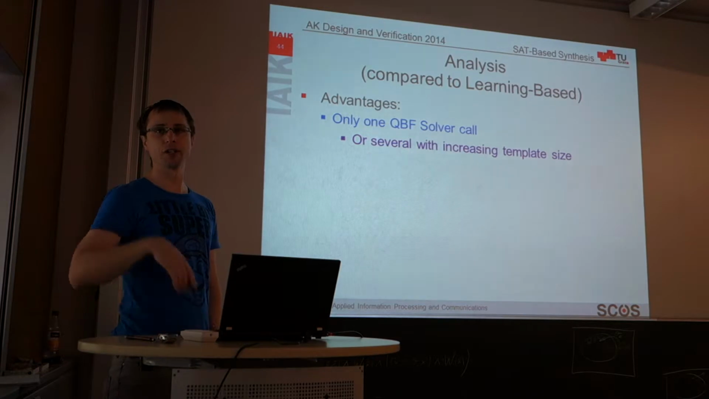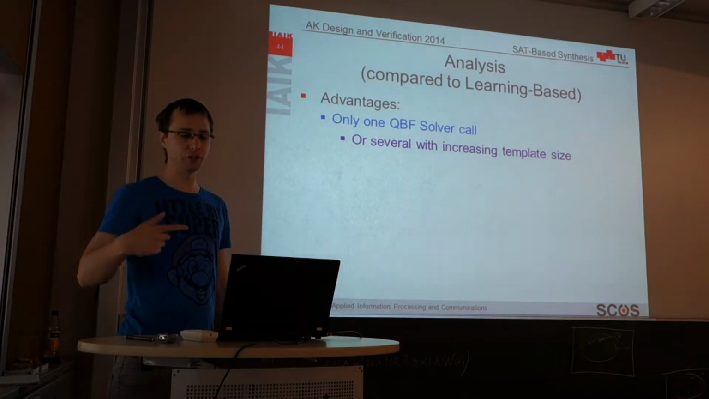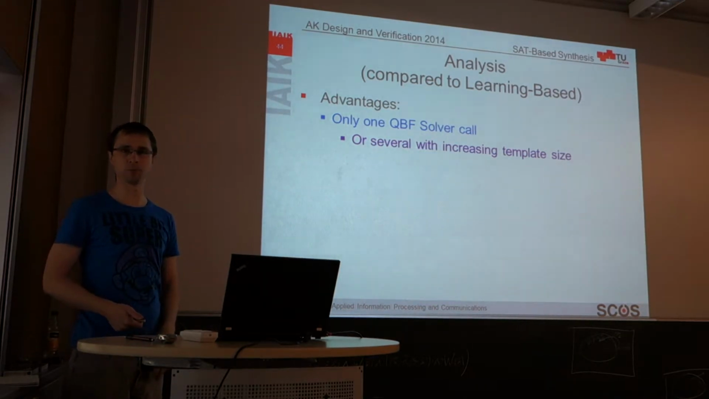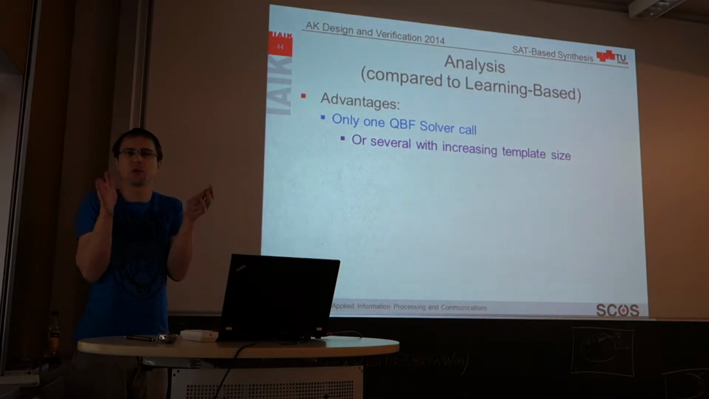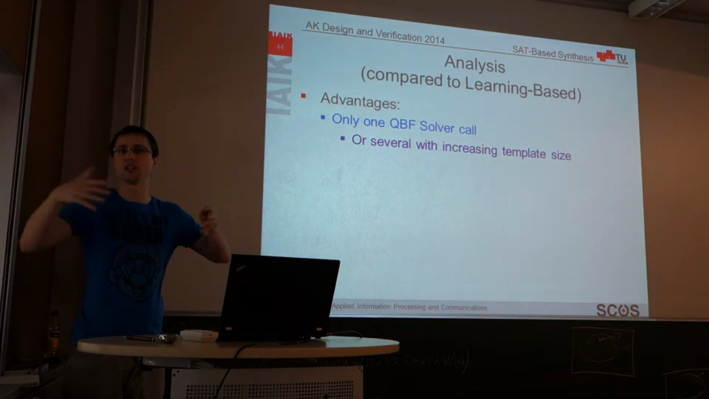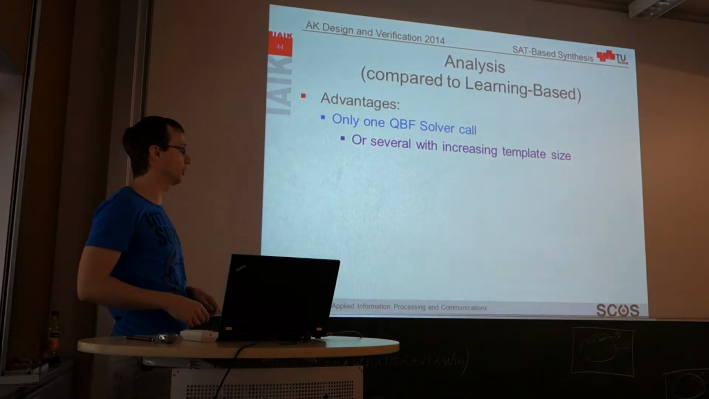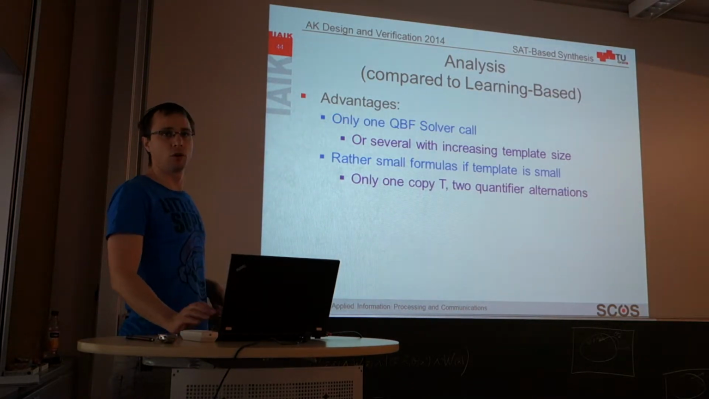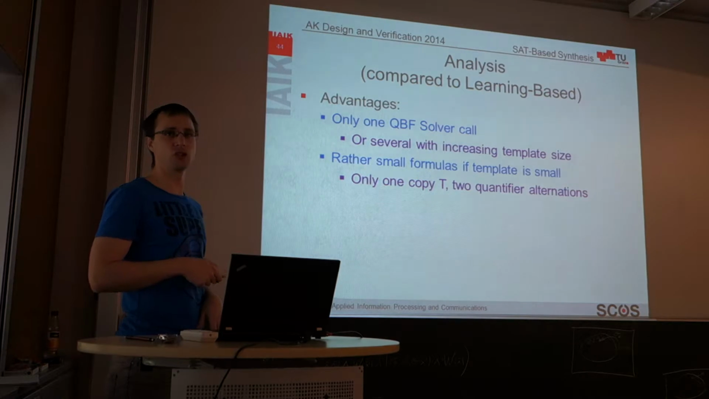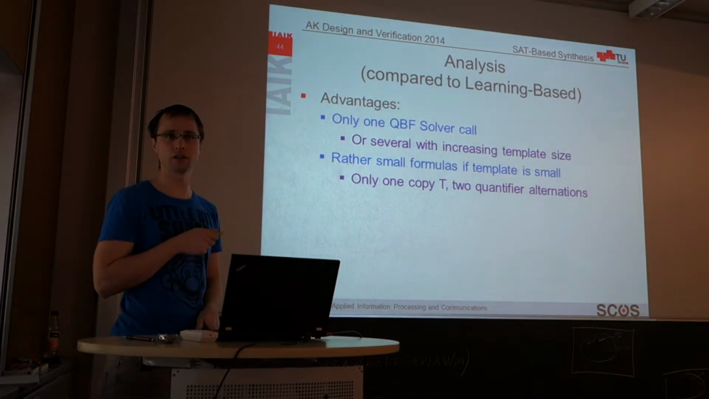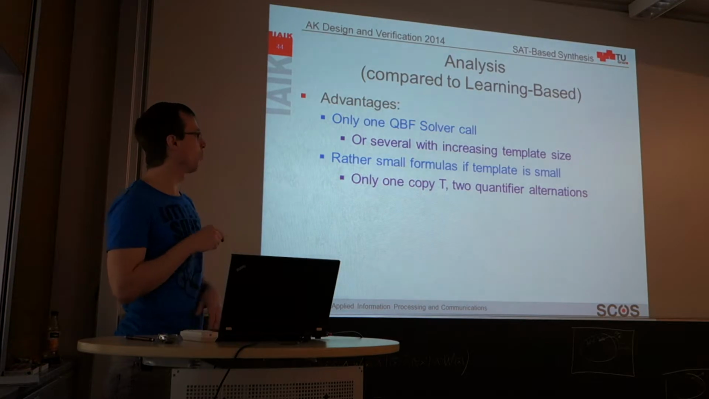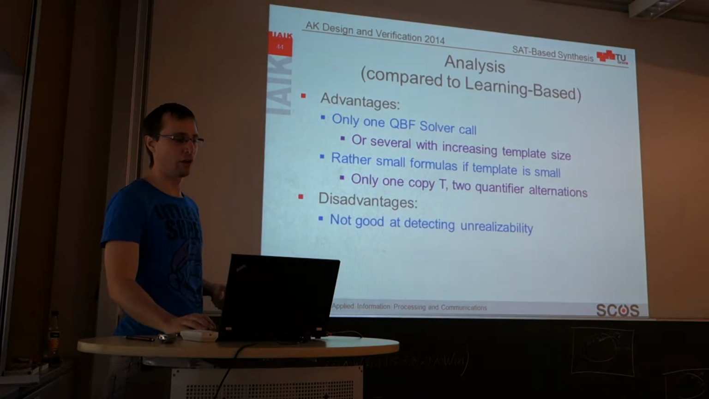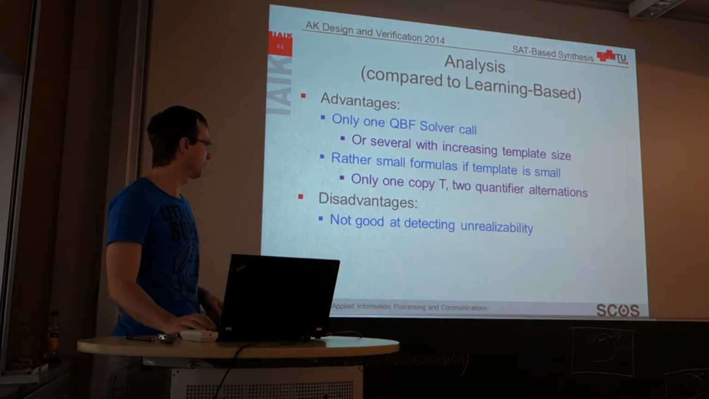Compared to this learning-based approach, which computes the winning region iteratively, the advantage here is that we need only one call to a QBF solver, or maybe several calls, because we may start with a very small CNF, and only if it doesn't work, we increase the size of the CNF in several iterations in order to save computation time. Also, we have rather small formulas to handle here, only one copy of the transition relation, only fixed two quantifier alternations, but the formulas are only small if our template is small. If our template is huge, then our formulas will also be huge. And this is also the main disadvantage.